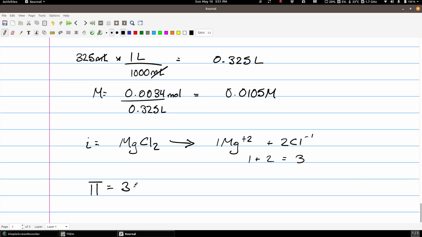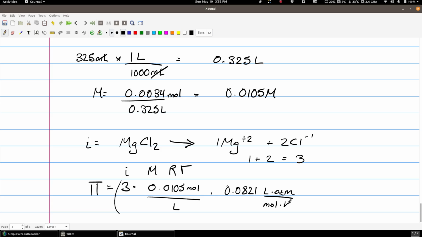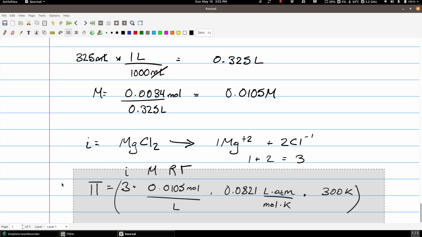So it's 3 times, I'm going to write it on top, MRT. So 0.0105 M. So we're going to put moles over liter times 0.0821 liters times atmospheres over moles times Kelvin, and then times 300 Kelvin. And then I'm definitely going to have to take this to the next page. So let me do that super quick.